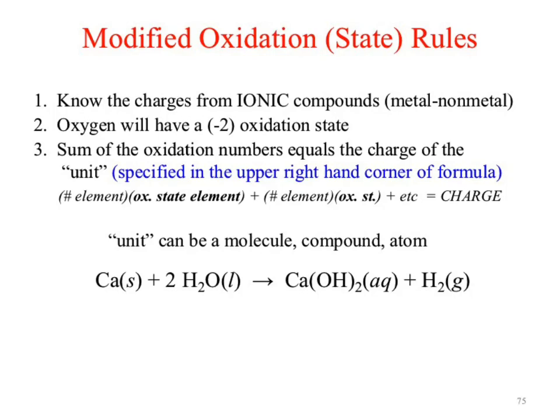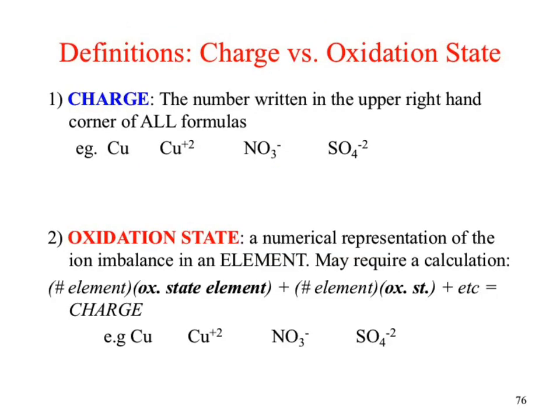So your unit can be a molecule or a compound, and that's where this stuff becomes tricky. Our definitions, again: charge is always specified in the upper right-hand corner and applies to whatever unit I'm looking at. So for this first one, the charge is 0, plus 2, minus 1, minus 2. To solve for the oxidation state, I have to use this silly equation. You have to? Yes. Because if you do this, you will start to recognize where it becomes trivial.